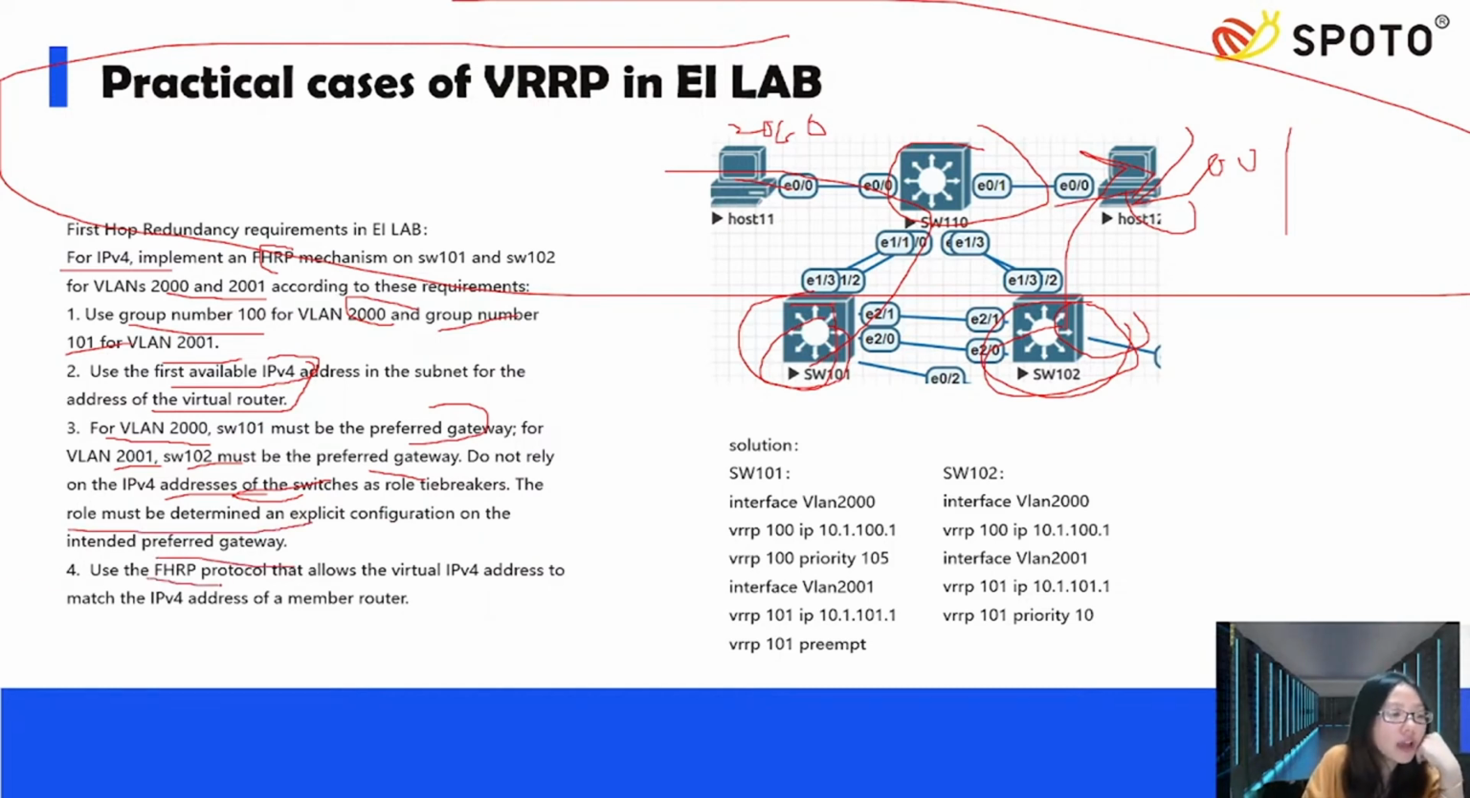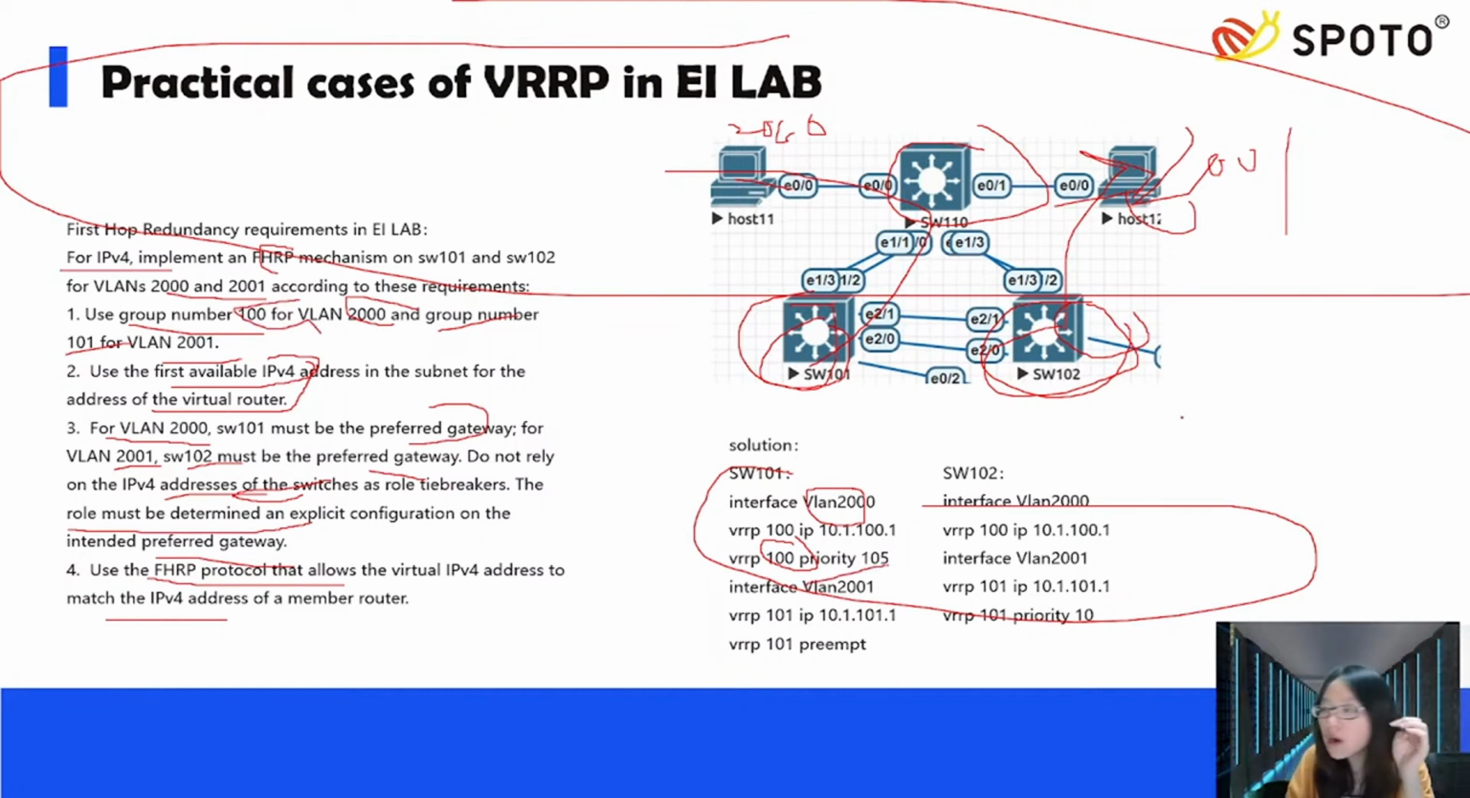Use the FHRP protocol that allows the virtual IPv4 address to match the IPv4 address of a member router. So we know these requirements tell us to configure VRRP. Okay, so you can see the solution for this requirement. For VLAN 2000, we configure VRRP group 100 with priority. We just talked about the default priority of VRRP. Can you reply to me?